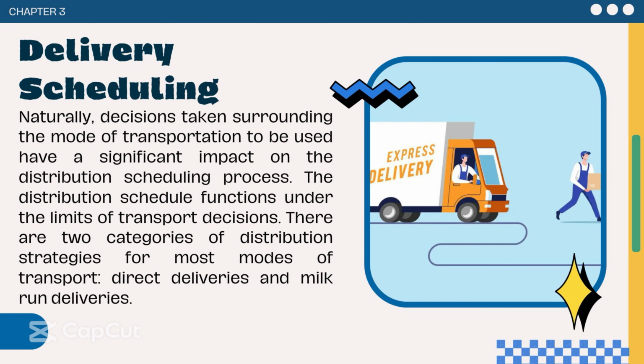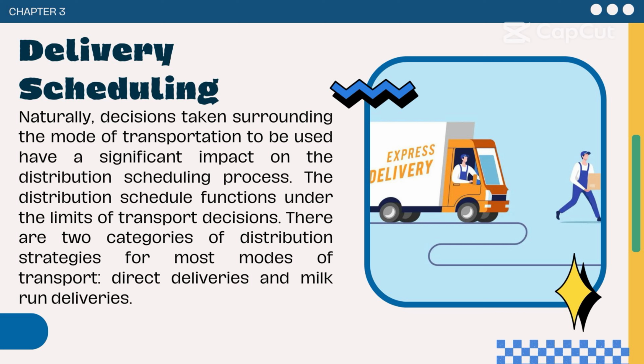Now let us talk about delivery scheduling. In supply chain management, delivery schedules are crucial for streamlining operations and optimizing resource allocation. They allow businesses to plan ahead, ensuring that inventory levels are maintained efficiently, warehouse operations are smooth, and transportation resources are used effectively. By minimizing delays and maximizing delivery efficiency, companies can reduce operational costs, improve turnaround times, and increase profitability. Decisions about the type of transportation used greatly affect the distribution schedule. The schedule depends on the transportation choice made.